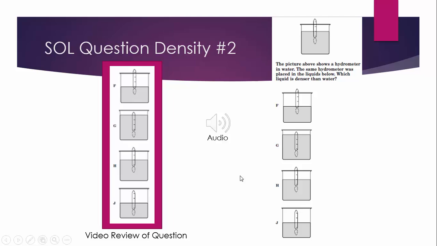In this question, you're trying to determine which liquid in the beakers supplied is going to be denser than the water. So in the picture at the top, you notice the hydrometer in the water and the level at which it's sitting in the water. Now, if you're looking for a liquid that's denser, that means the liquid is going to cause the hydrometer to sit up higher or float higher in the beaker. So your best answer here would be F.